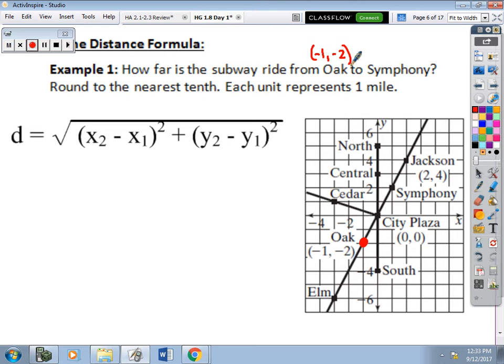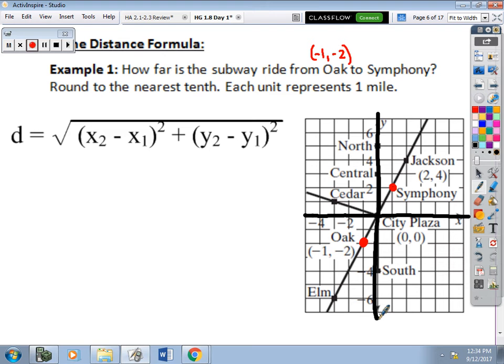Now be careful, the Symphony stop actually doesn't have an ordered pair associated with it right now. The 2-4 goes to the Jackson stop. So we need to come up with an ordered pair to represent Symphony. Now be careful that you identify clearly where the x-axis is and where the y-axis is, because they're not very bold.